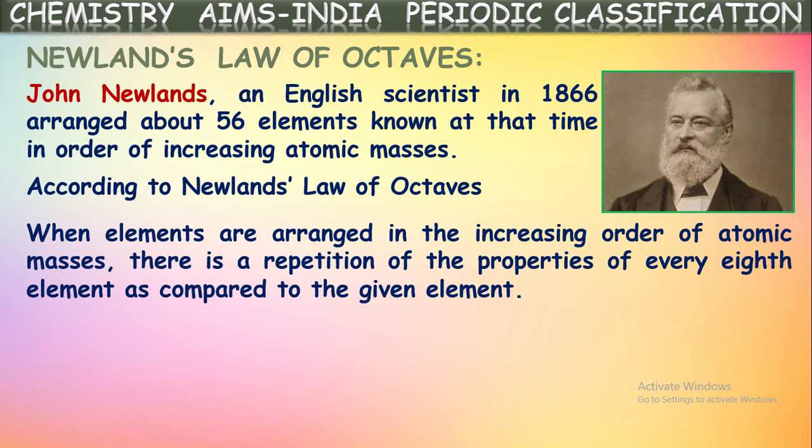So what did he observe? He wrote all the elements available at that time, around 56 elements, in increasing order of their atomic masses. Then he observed an interesting point: the chemical and physical properties of one element closely resemble those of the consecutive eighth element. He called this set of eight elements an octave, so in honor of his name they are called Newlands' octaves.